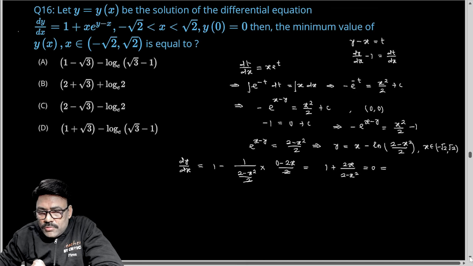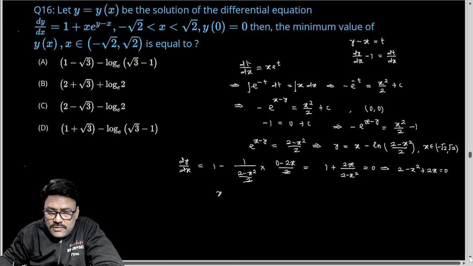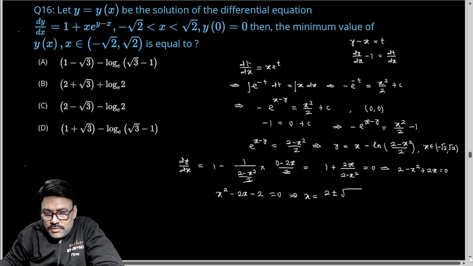So you are getting what? You are getting 2 minus x square plus 2x equals 0. Or if you change the sign, you are getting x square minus 2x minus 2 equals 0. So x will be what? 2 plus minus under root 4 plus 8, root 12, by 2. So x is 1 plus minus root 3.